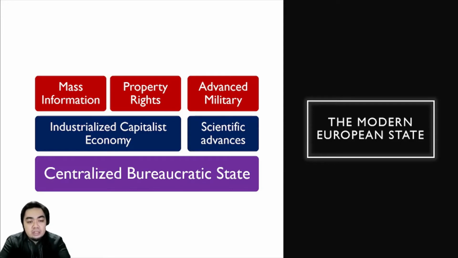Eventually, these secondary advantages also brought forth more advantages in the forms of advanced military and property rights for its citizens, which is a necessity for economic growth, and then mass information of the masses with the coming of more modernized printing presses, the coming of newspapers, magazines, and any other means of disseminating information used either by the state or by private individuals and organizations.